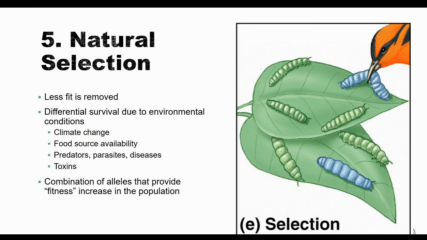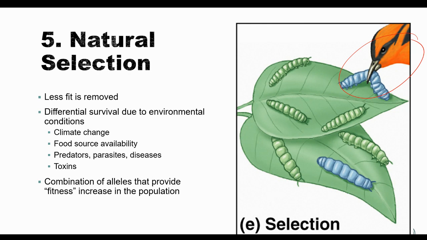And then last is natural selection. We've talked about natural selection a lot. The less fit animals are removed, in this case, eaten by this bird who was hungry. It can see the blue caterpillar more easily on the green leaves than the green caterpillar, and so it can eat those. You can also have differential survival due to environmental conditions.